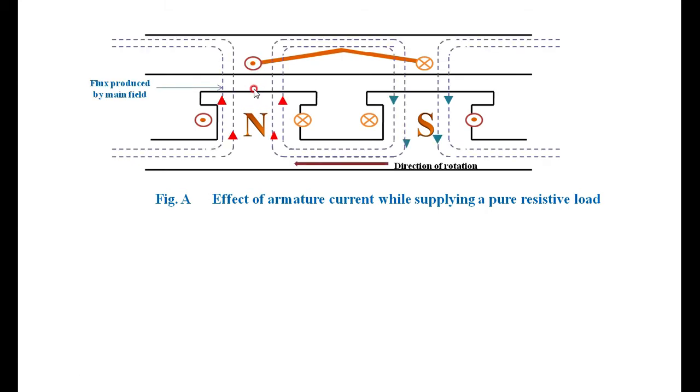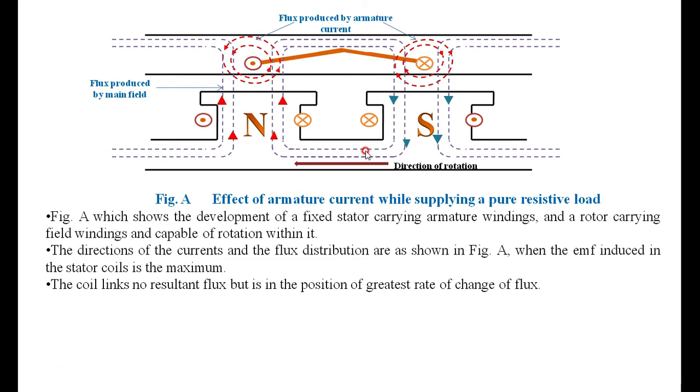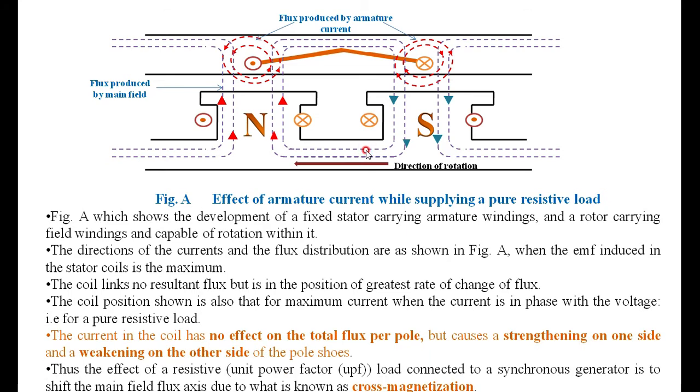In that case there is a strengthening of the flux in one pole tip and weakening of the other pole. It is similar in the S and N pole. Then if you are drawing a vector diagram for the flux, taking the main flux as reference, we know that the generated voltage lags the flux by an angle of 90 degrees. Therefore the induced voltage E lags phi m by 90 degrees. It is a resistive load, therefore the current is in phase with E.